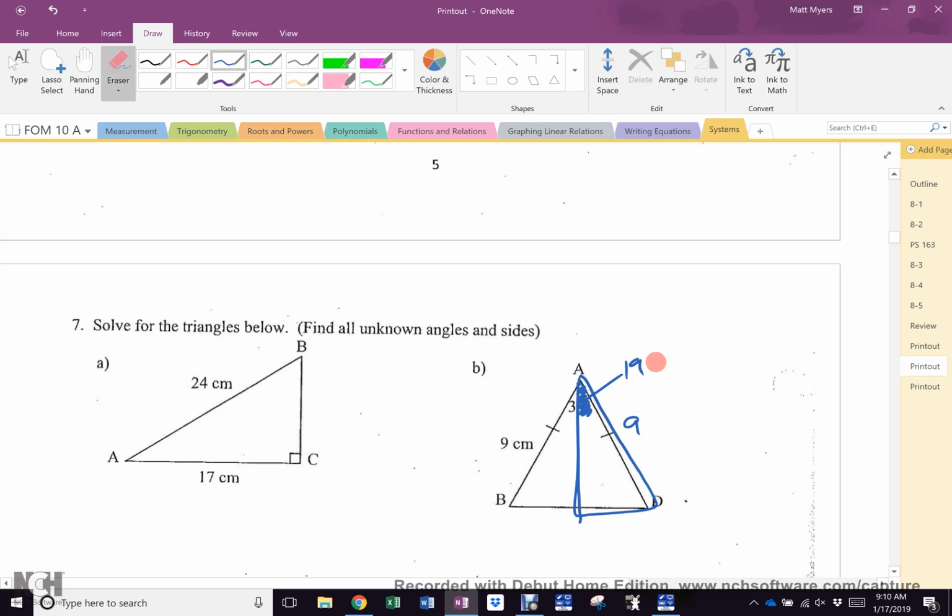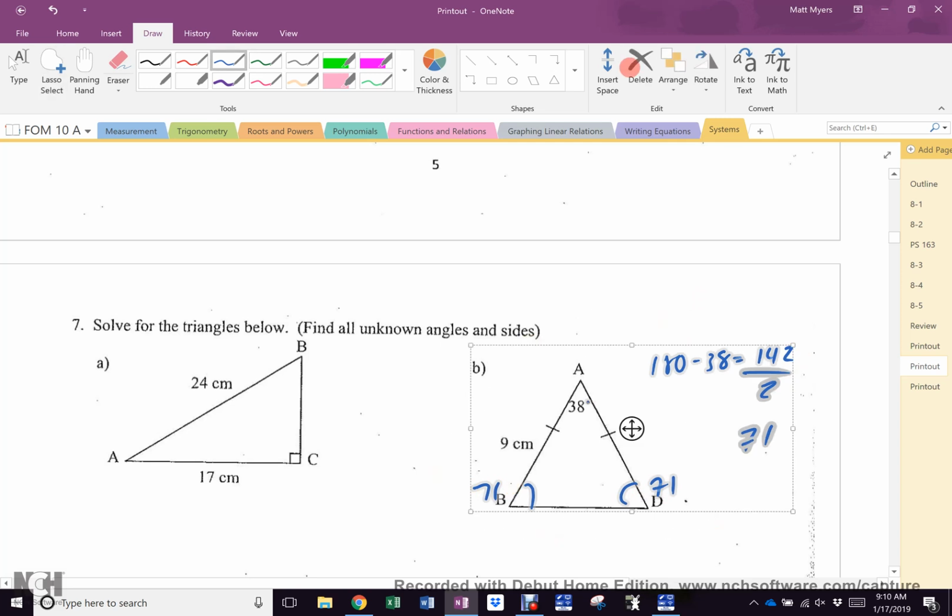Right? Do I also know both of these angles? Why? It has to add up to 180. And they have to be the same because it's an isosceles triangle. So if you did 180 minus 38, which is 142, and divided that by 2 and got 71, you would know these are both 71. Okay?